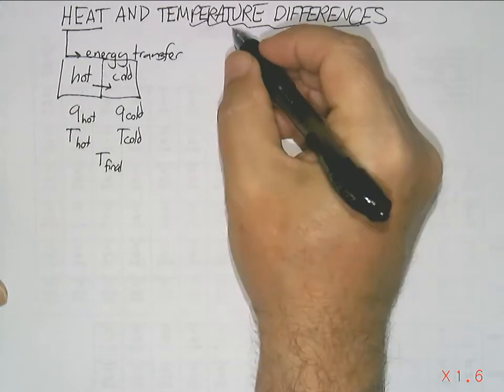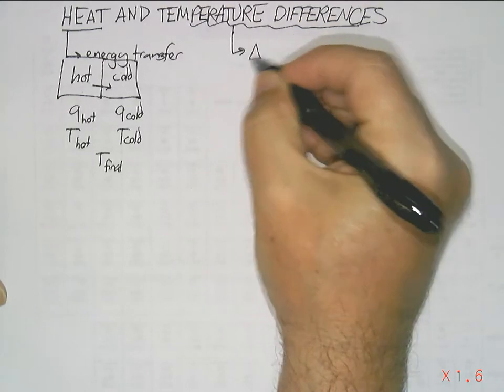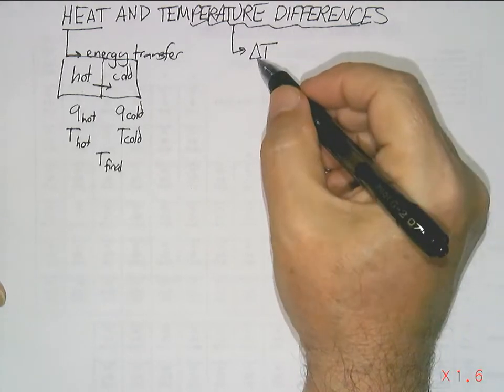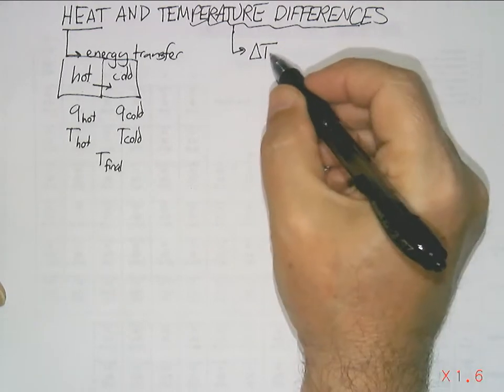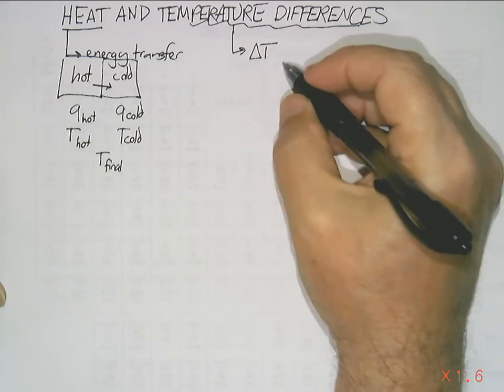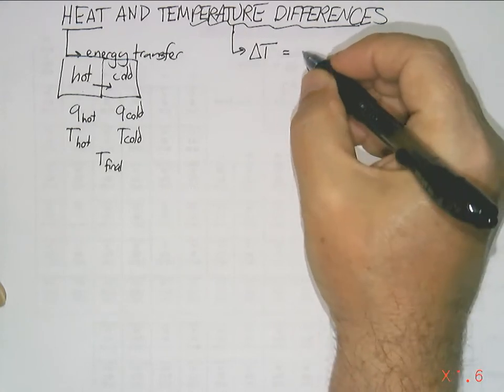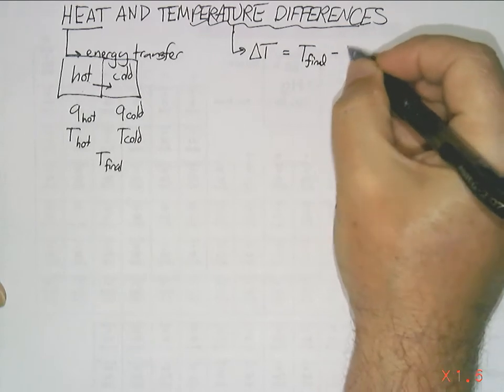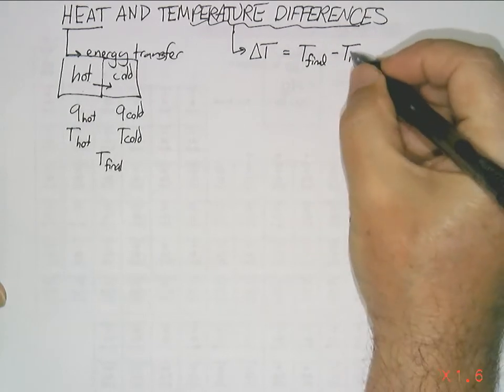Temperature differences, we're going to write down using the symbol delta T. So this is one symbol. The delta means a change in. So this is a change in temperature. And it's defined like this. It's the final temperature minus the initial temperature.